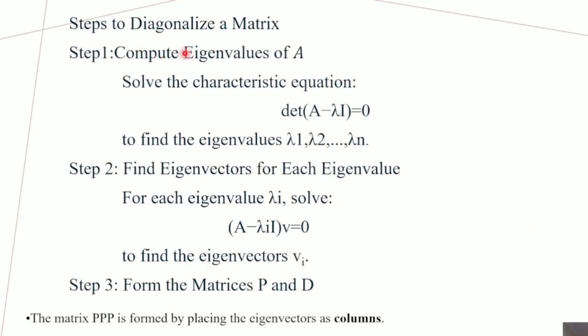Diagonalizing a matrix. For diagonalization, compute the eigenvalues of A by solving det(A - λI) = 0 to find the eigenvalues λ1, λ2, up to λn. Find the eigenvector for each eigenvalue. For each eigenvalue λi, solve (A - λiI)v = 0 to find the eigenvector vi. For the matrices P and D, the matrix P is formed by placing the n eigenvectors as columns. The matrix D is formed by placing the eigenvalues along the diagonal.